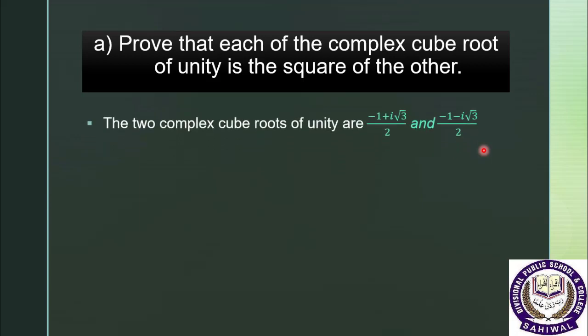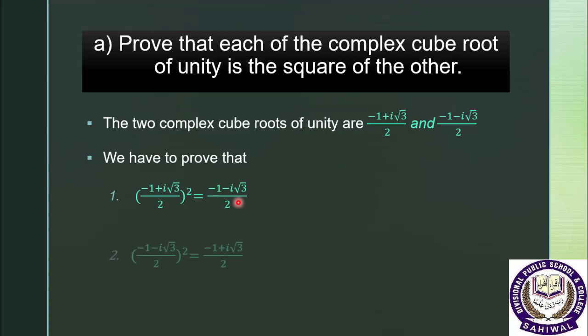As we know, the two complex cube roots of unity are (-1 + i√3)/2 and (-1 - i√3)/2. And we have to prove that the square of (-1 + i√3)/2 is equal to (-1 - i√3)/2, and the square of (-1 - i√3)/2 is equal to (-1 + i√3)/2.